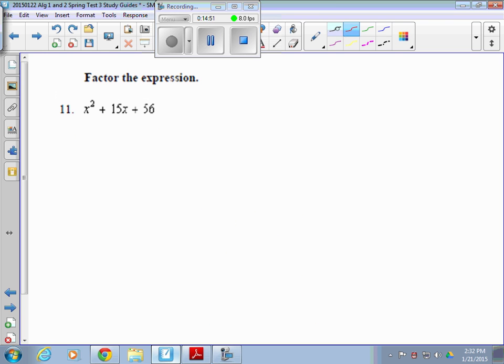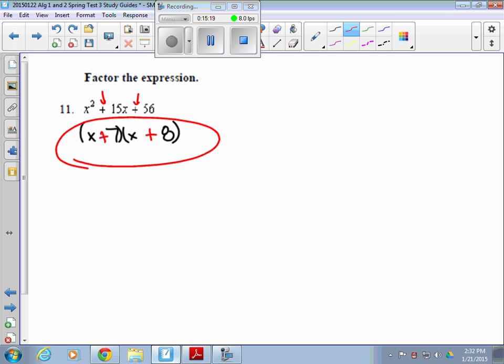Number 11, now we're going backwards a little bit, factor the expression. You want to factor your C value, 56. Remember, 1 and 56, 2 and 28, and 4 and 14, and 7 and 8. Which pair gets you to 15 though? That's what's important. 7 and 8 is the only pair that gets you there. This sign says they're the same signs. This sign says they're both plus. So x plus 7, x plus 8.